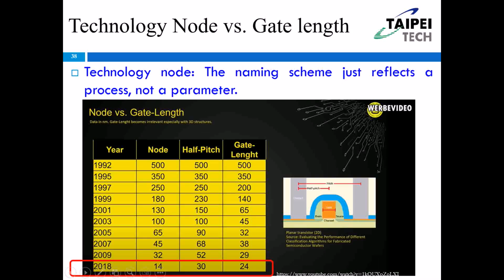So I need to show you gate length is not the technology node, okay? Many people will be confused, even the employees in TSMC misunderstand this. The technology node is just the way we call this chip. It is the naming scheme, which just refers to the process technology. It's not a real physical property. It's not a real parameter, okay?